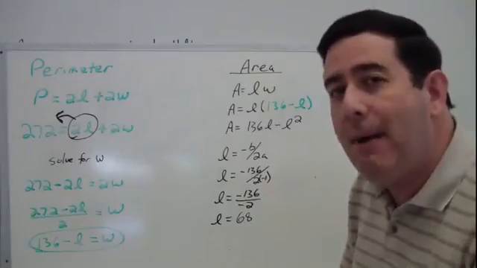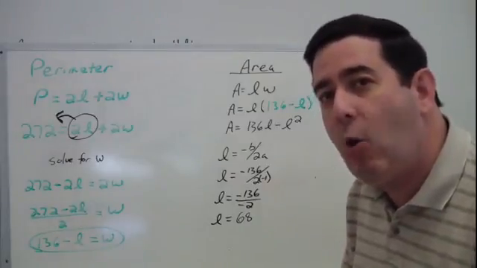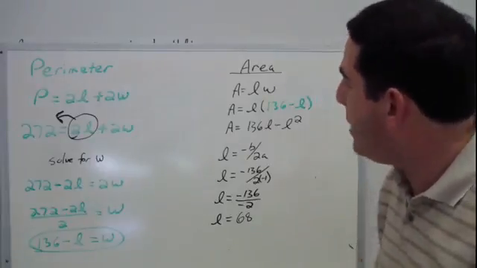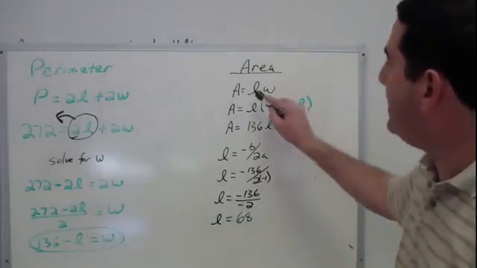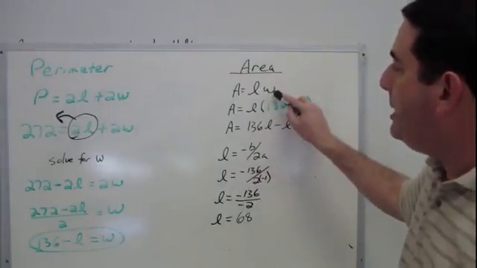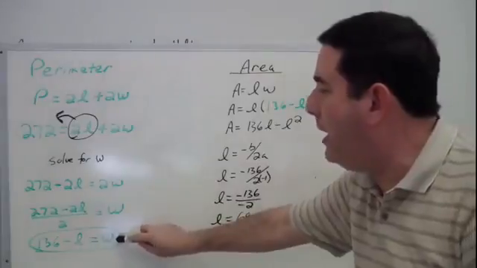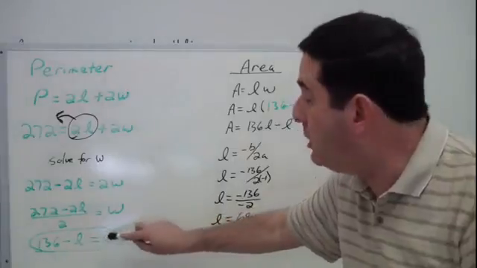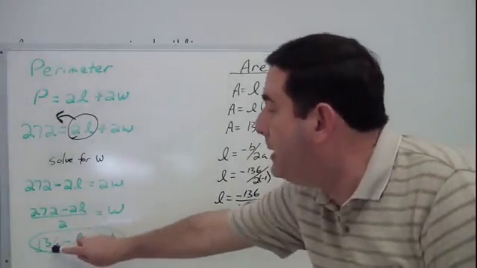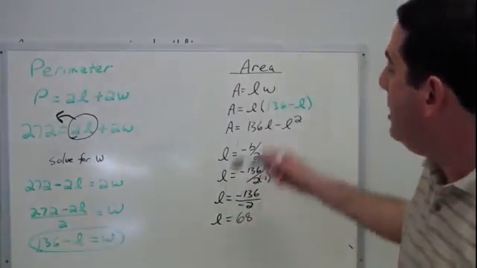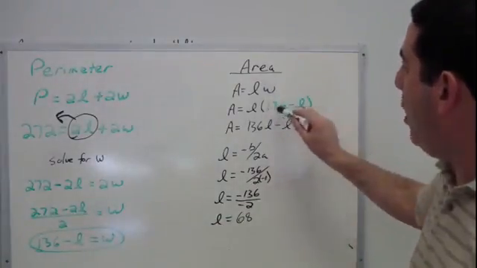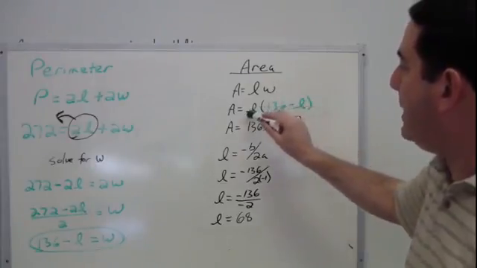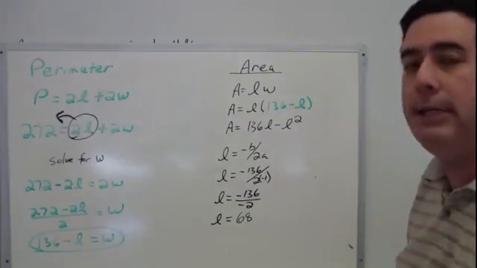What I need to think about now is how to create that quadratic equation involving area. You know how to do area for a rectangle. That's the length times the width. Since we know that W is the same as 136 minus L, anywhere that you see a W, you can replace it with 136 minus L. So up here, let's put in 136 minus L everywhere there was a W. Now this says L times 136 minus L.